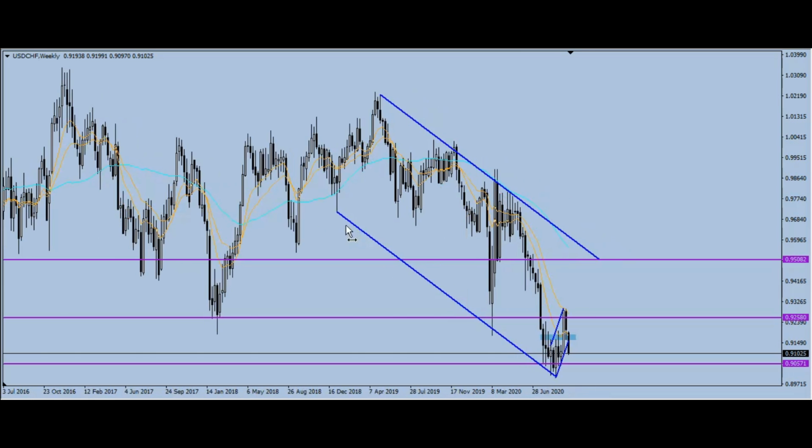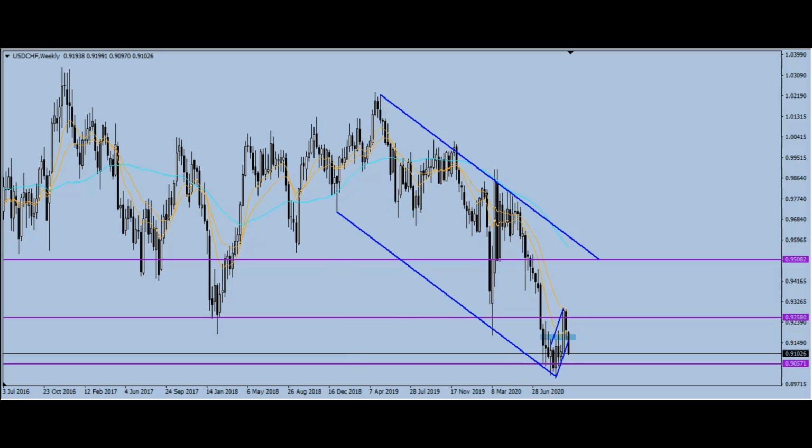Okay, so here I have to switch over to the weekly time frame so that you can see things a lot clearer. On the weekly time frame, you can see this weekly channel which has directed price over the last 1 year. Yes, because this actually started December 2018, so it's actually around about 2 years now. You can see the clear move to the downside and the price respecting the channel.